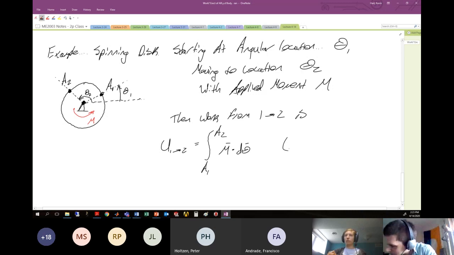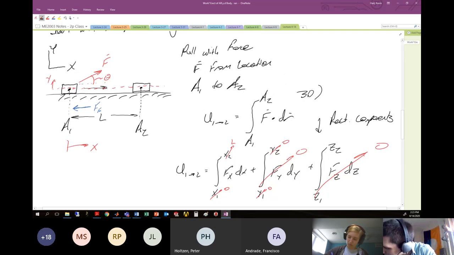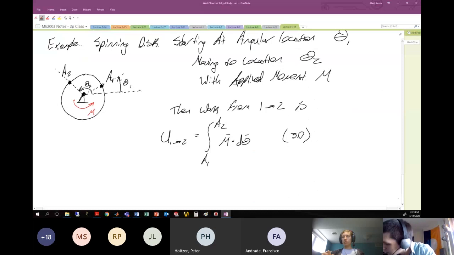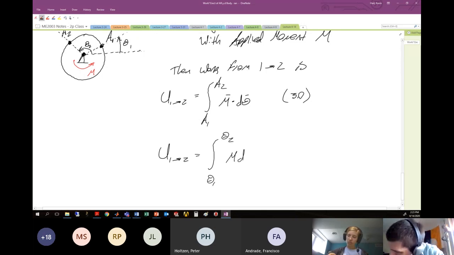This is the three-dimensional version, much like here, this is the 3D definition for F dot dr. But in this class, we're going to reserve ourselves to 2D. So the 2D version is very simply the integral from theta 1 to theta 2 of M d theta. All right, so that's the general idea there.